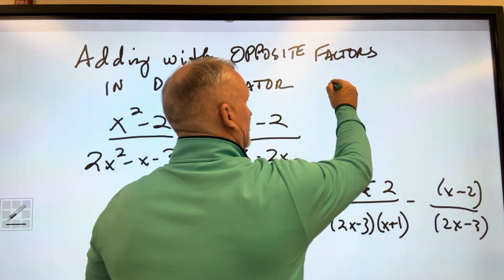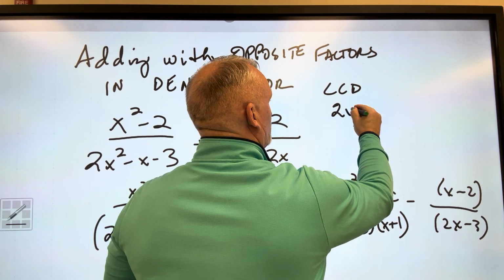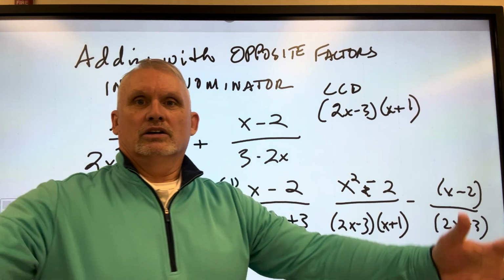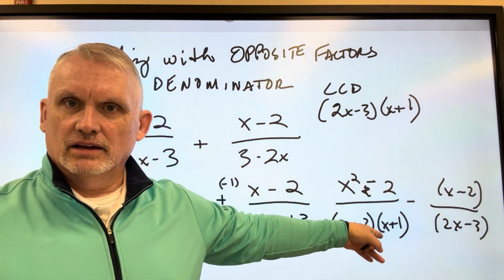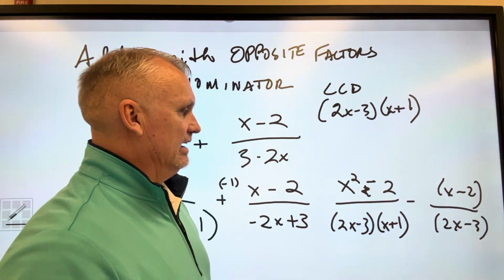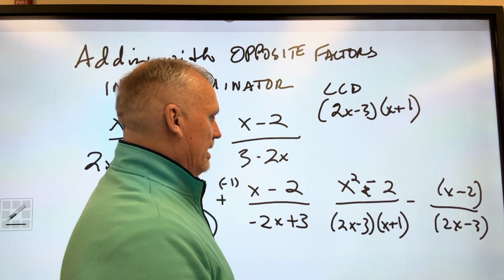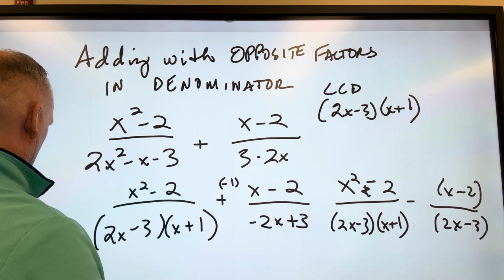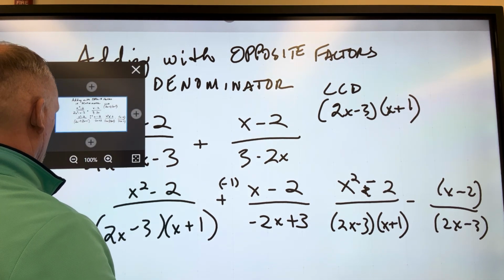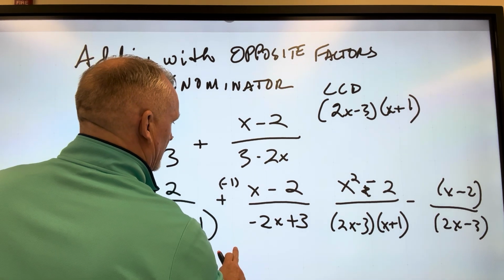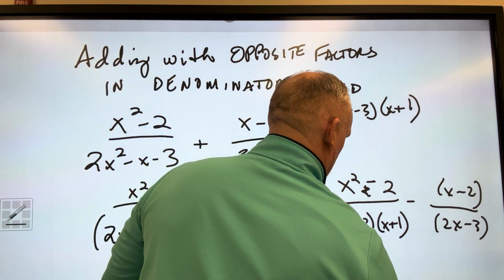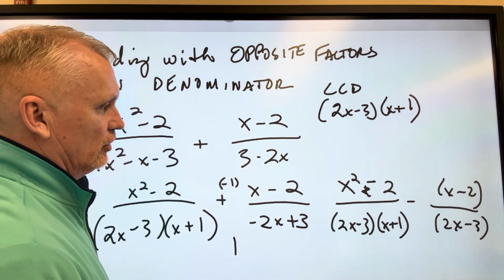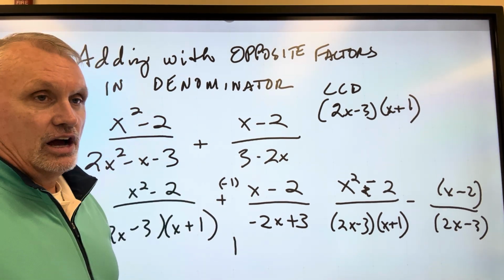Well, what's my LCD? Well, the LCD is 2x minus 3, x plus 1. Do I have anything more to add from the second fraction? No, that's the LCD. Cool. So my LCD, now let me see how I want to try, what am I trying to do? I'm going to take this, and in fact, I'm just going to rewrite this, and I'm going to come right back.